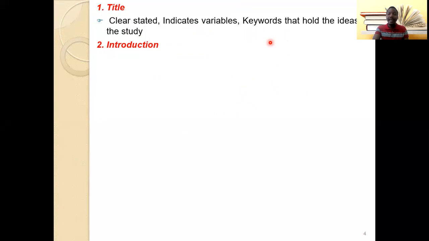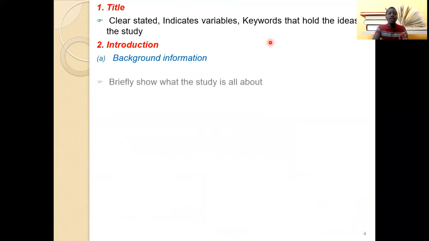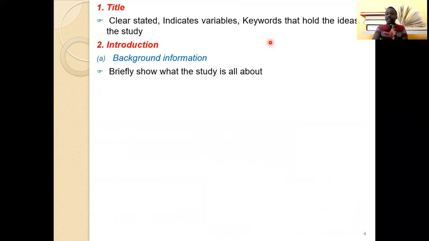Then the second one is the introduction. An introduction is very important because I categorize it into specific subsections, where you will have the so-called background information. Under this category, you give a brief introduction of what your study is all about. What are you going to do with that study? Summarize the current status of the situation. What are the existing issues? What is its significance? Why do you find that the subject is relevant to the current situation?